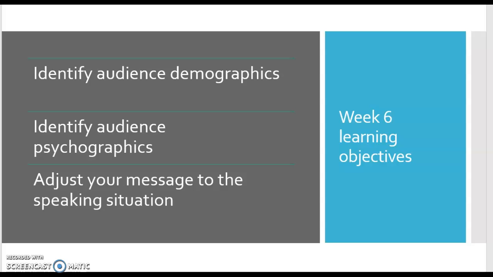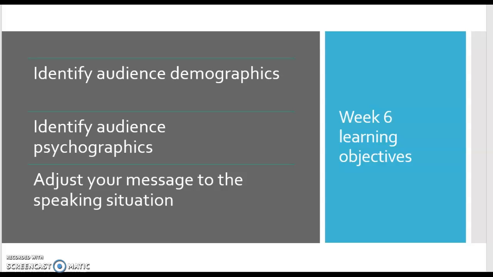Our chapter talk this week covers audience adaptation. 3 key learning objectives. First, identify audience demographics. Those are the general characteristics that are measurable. Secondly, identify audience psychographics. This is a lot harder to measure. This is the beliefs, the attitudes, the motives of your audience. And then thirdly, adjust your message to the speaking situation.